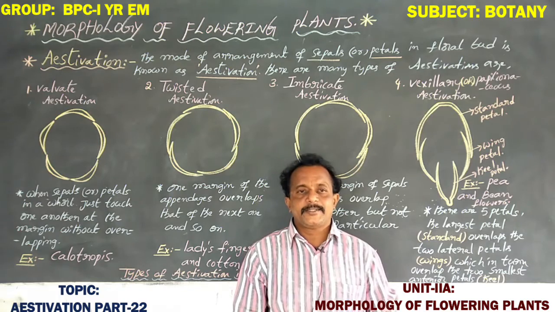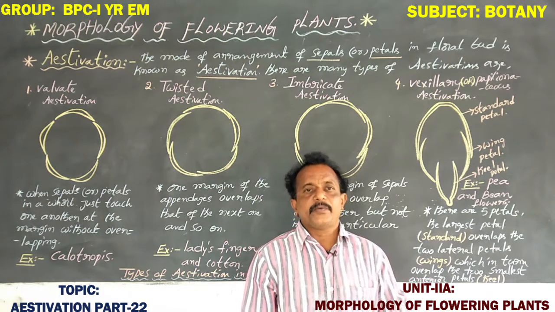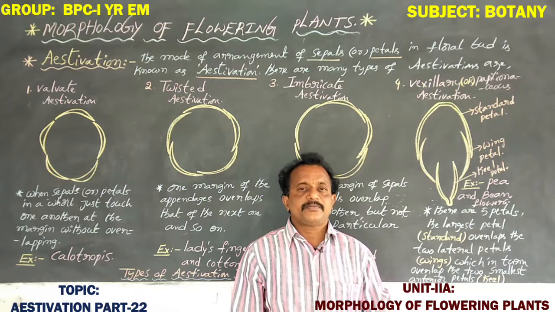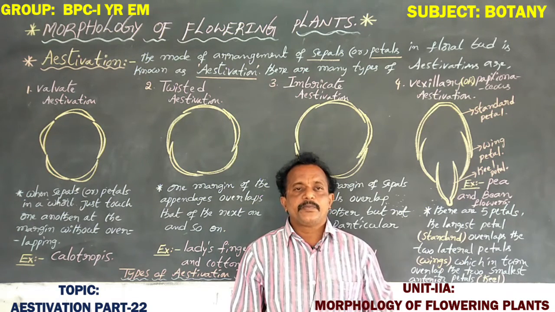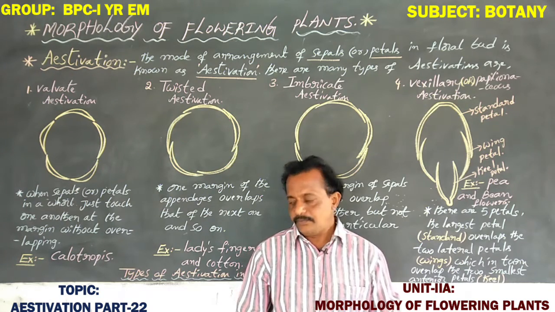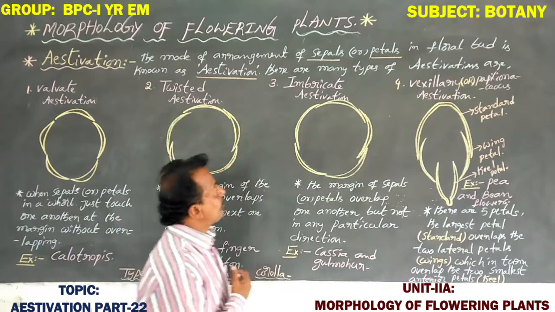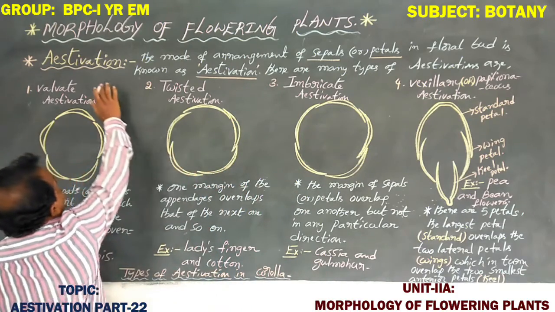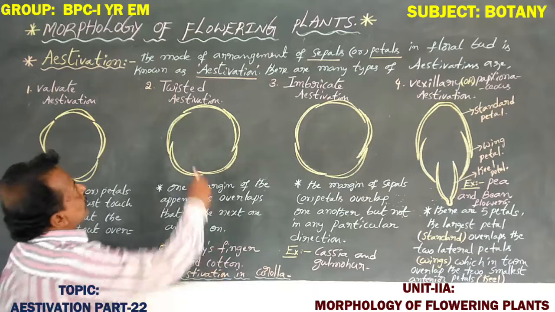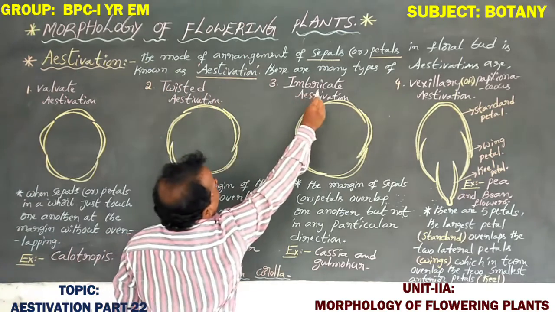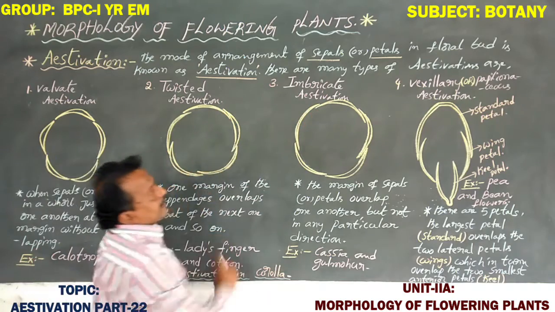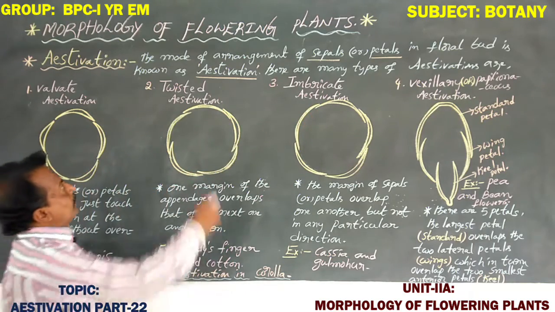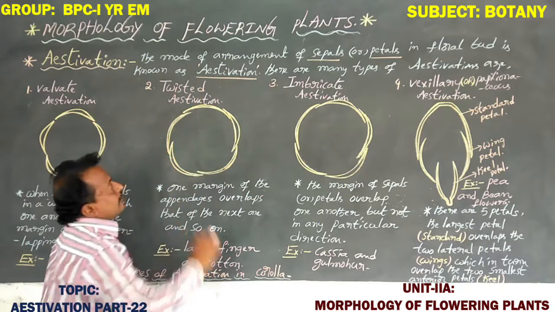Dear students, what is the meaning of estivation? How many types of estivation are there in corolla? First, the meaning of estivation: the mode of arrangement of sepals or petals in a floral bud is known as estivation.